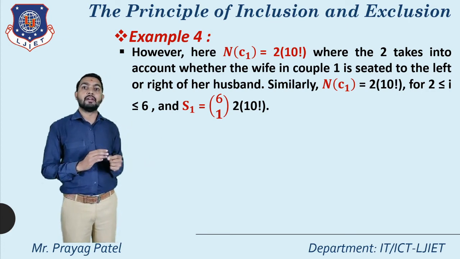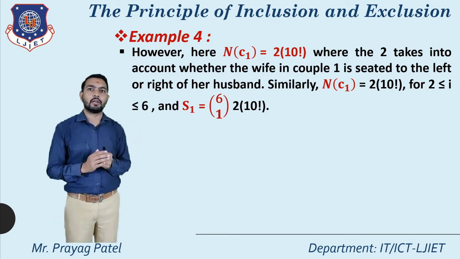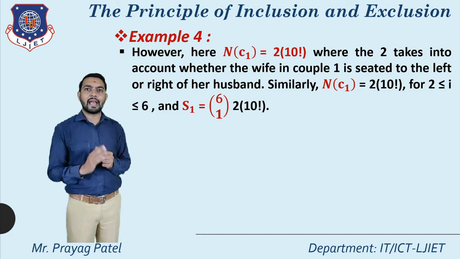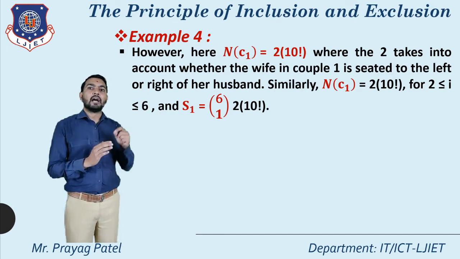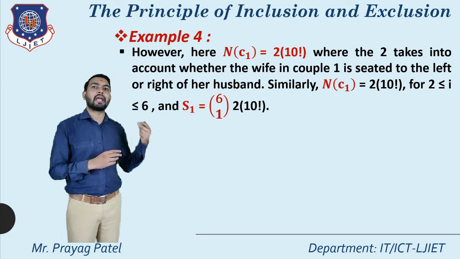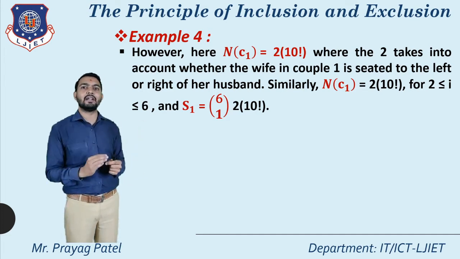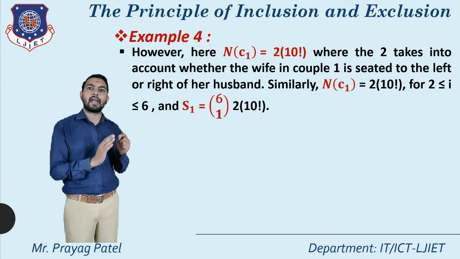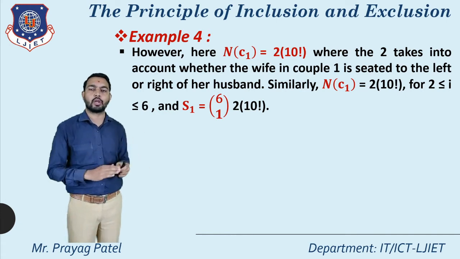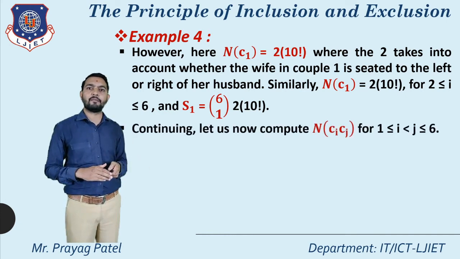And what is the value of S1? So we already know what n(C1) is. S1 means how many times n(C1) will be executed. So 6C1 times this will be executed, and n(C1) equal to 2 into 10 factorial. So S1 is 6C1 into 2 into 10 factorial.